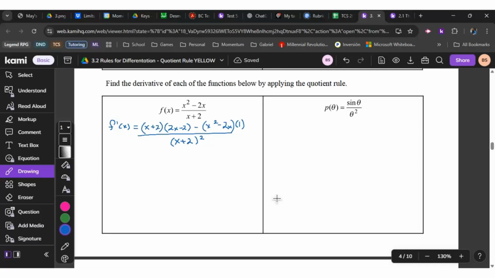Good. All right. So, over low squared, right?